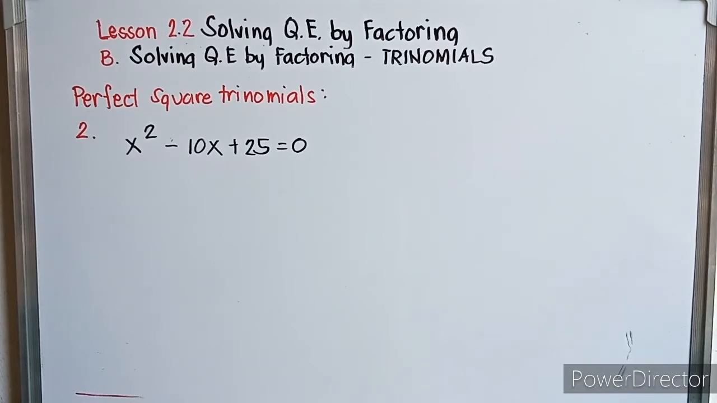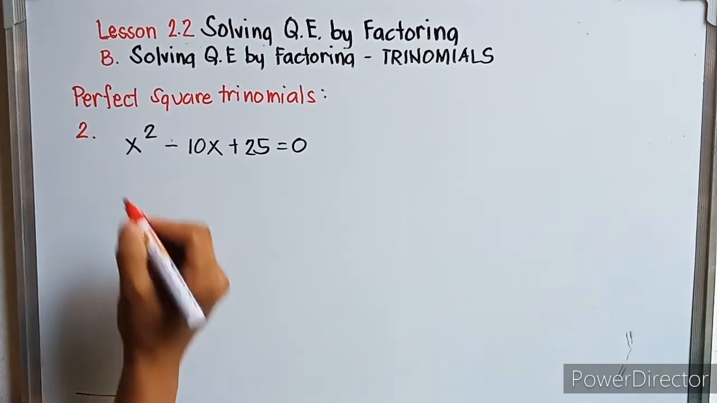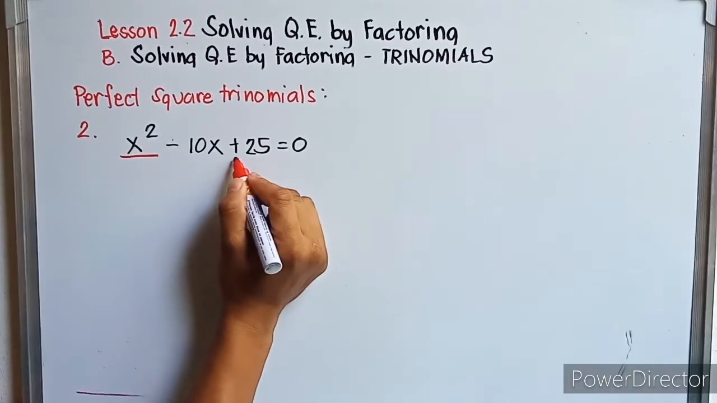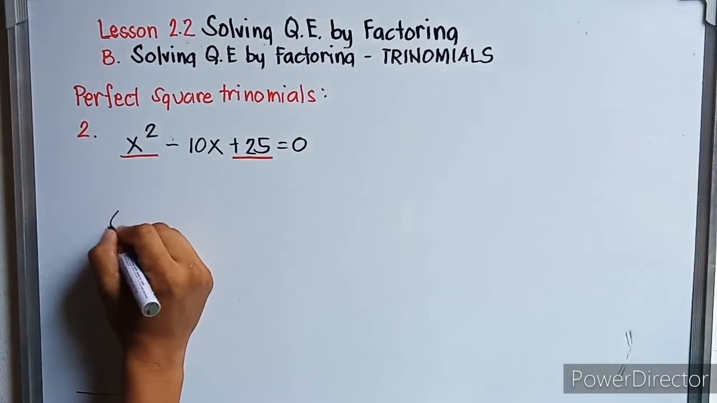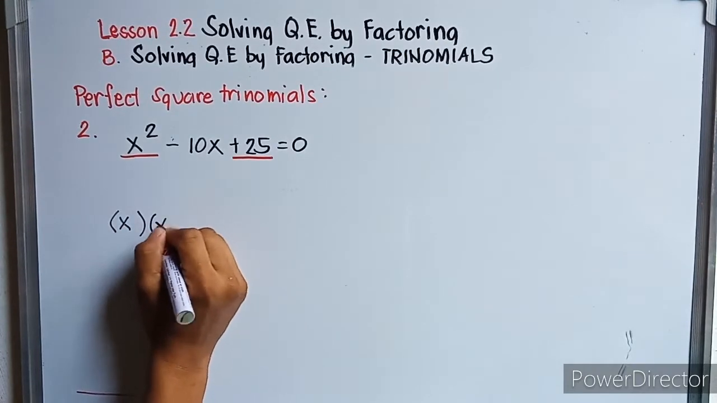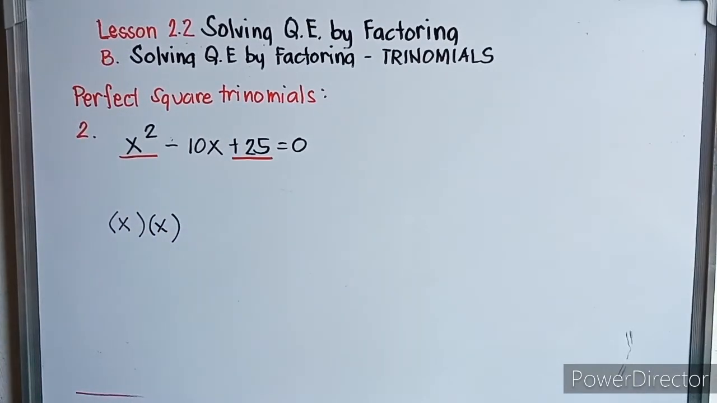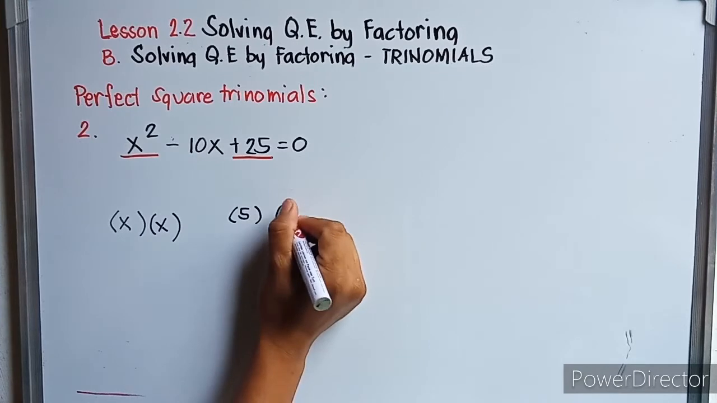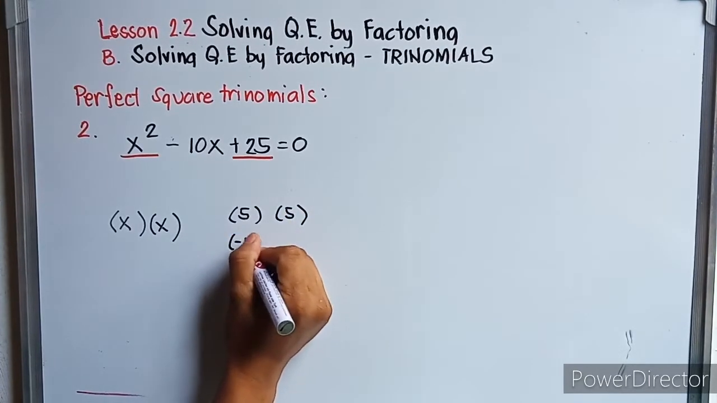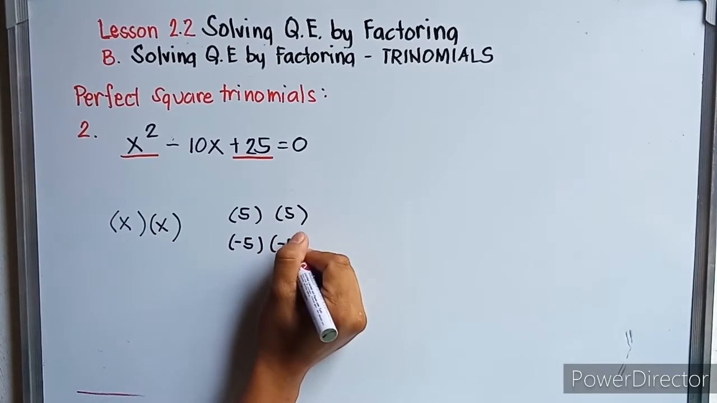Another example for perfect square trinomials. We have number 2: x squared minus 10x plus 25 equals 0. For our quadratic term, we have x squared. Our constant is positive 25. Again, we're going to get the factors of the first term, so we have x times x. For 25, we can have 5 times 5, and we also have negative 5 times negative 5.